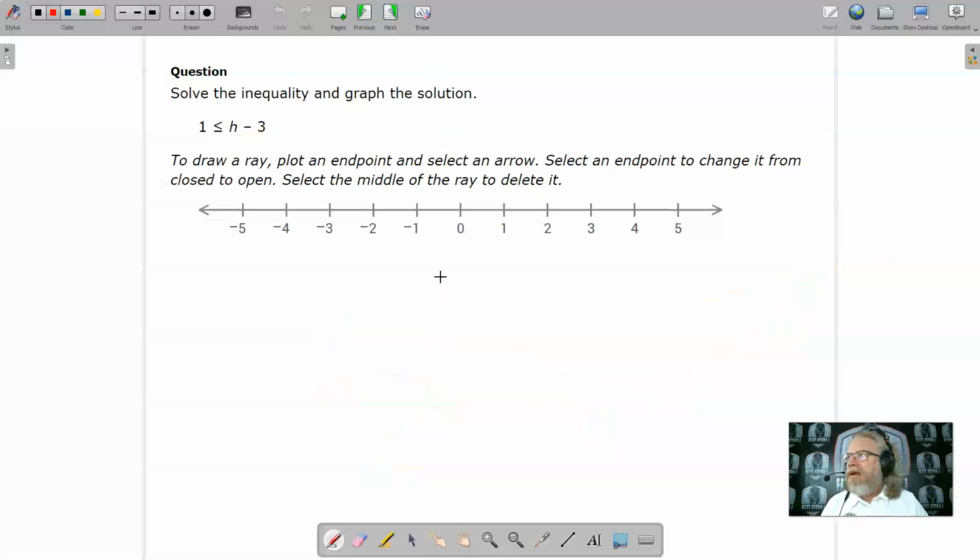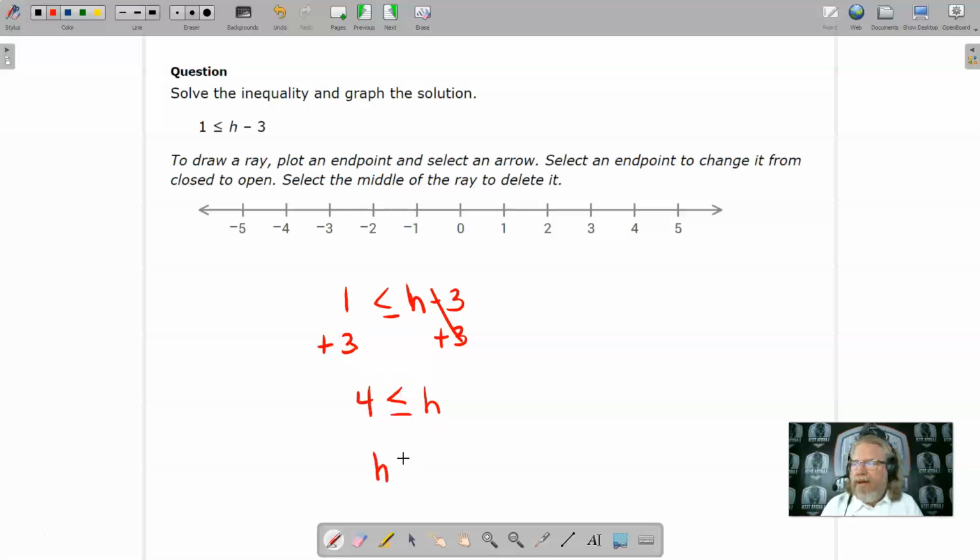All right, so moving along, we have 1 is less than or equal to h minus 3, and that's an h, not an n, so we're going to put a little bit taller there. And I need to add 3, right? Get rid of the -3, and what I do to one side, I do to the other. The -3 and +3 are going to cancel each other. I'm going to bring down my h, and then I have a 4 here. And then if I want to use this for a little bit of a hint in graphing, I can move the h over here, flip the sign, and the 4 there.